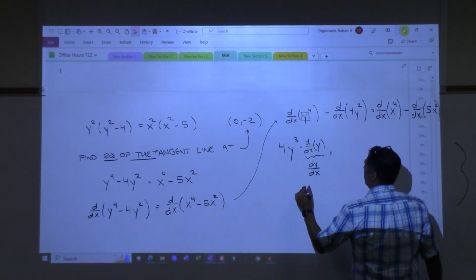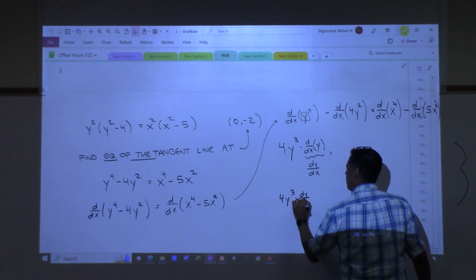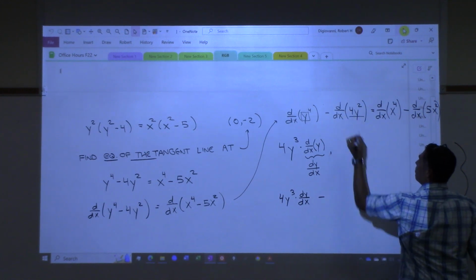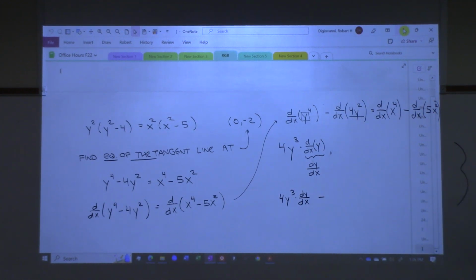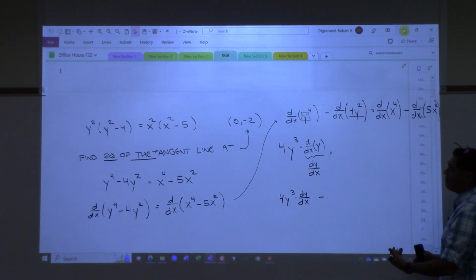All right, so let me just write below this. We're at 4y cubed times dy/dx, minus. Now let's talk about this one. I need to take the derivative of that, 4y squared. Well, 4 is a constant attached to the function. So I already said that when you take a derivative of a constant by itself, it's always 0. But if it's attached to the function, it will come for the ride, right?